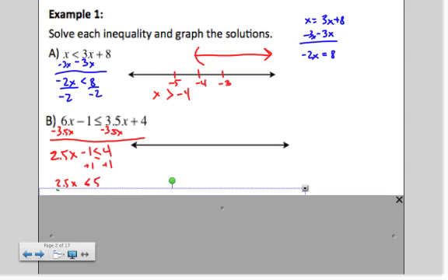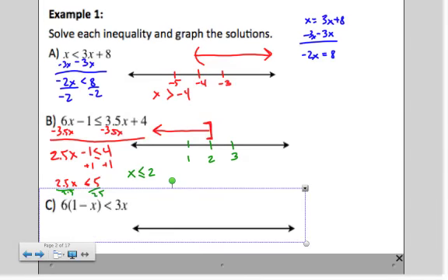And if I divide both sides by 2.5, 5 divided by 2.5 is 2. So x is less than or equal to 2. All right, so here is 2. That's going to be 3. Over here is going to be 1. And x is less than or equal to, so I'm going to use a square bracket, and I'm going to shade to the left. Square bracket means include the endpoint.